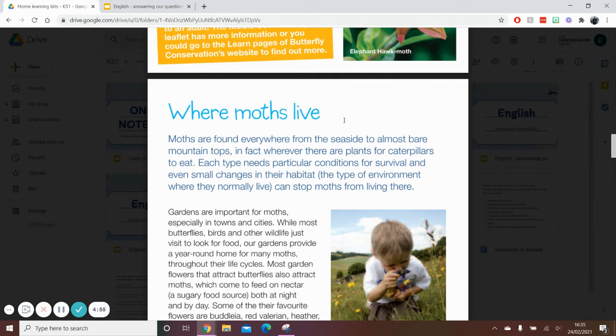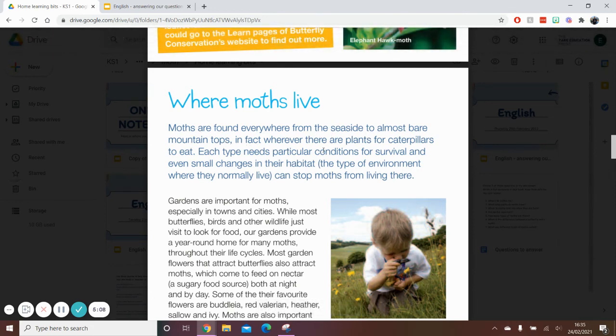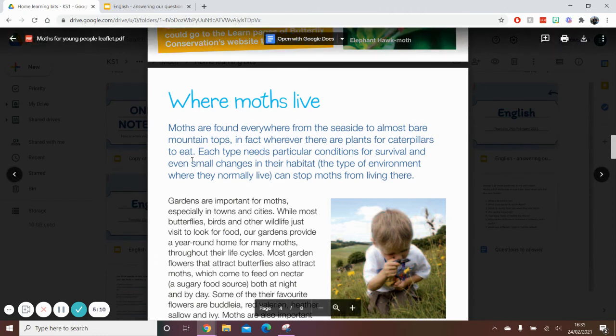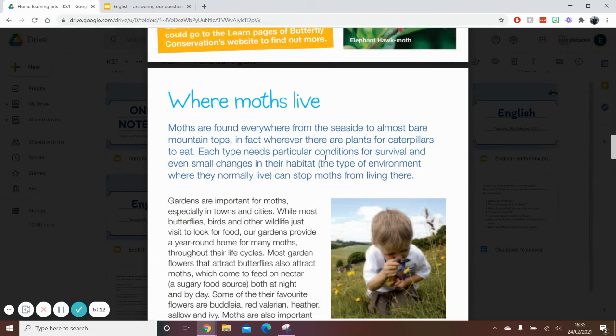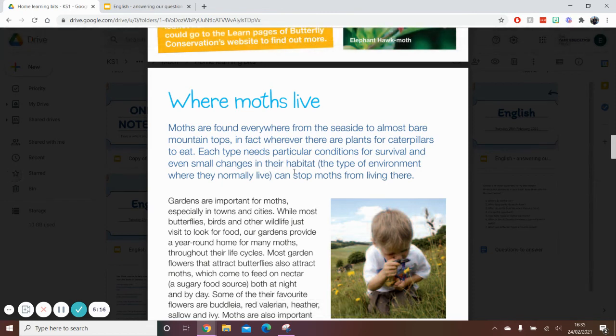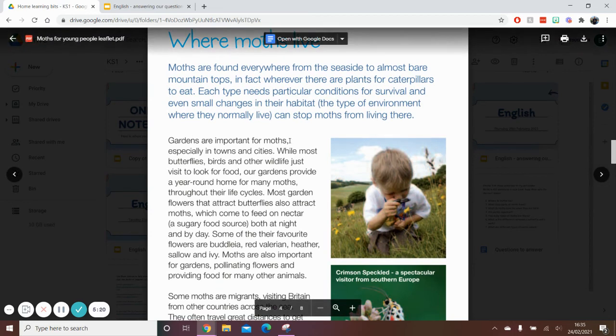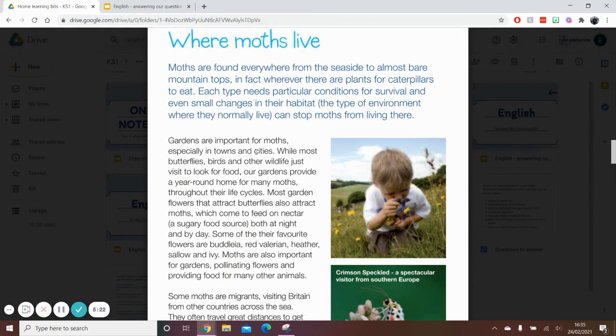So you don't need to read every bit of information on moths, just a bit that will help you answer your questions. It says, moths are found everywhere from the seaside to almost bare mountain tops. In fact, wherever there are plants for caterpillars to eat. Each type needs particular conditions for survival, and even small changes in their habitat can stop moths from living there. It says gardens are important for moths, especially in towns and cities.